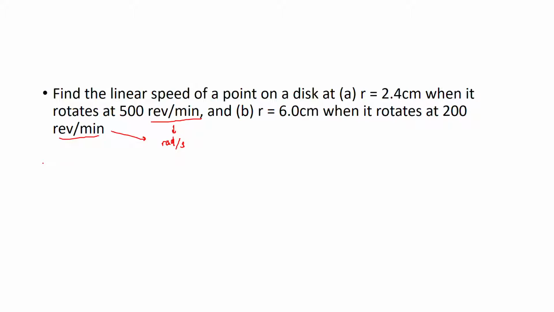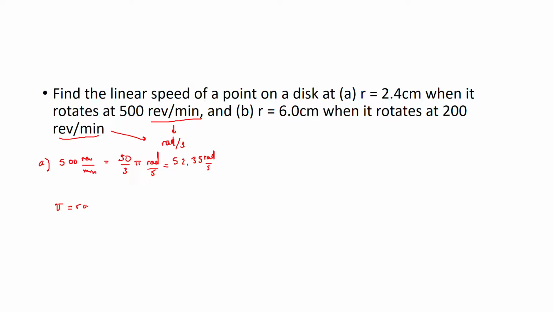So we're gonna start with part A, and I'm gonna say 500 revolutions over a minute. I need to transform it into radians per second. I did the math already, so this is actually gonna be 50 thirds of pi radians over second, or that is actually equal to 52.35 radians over second.